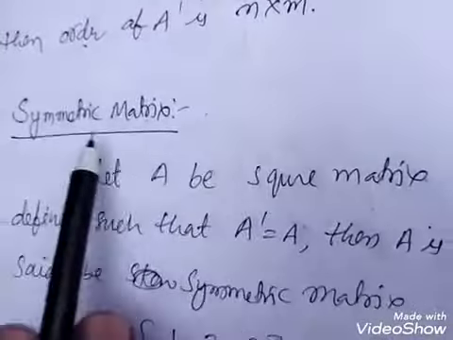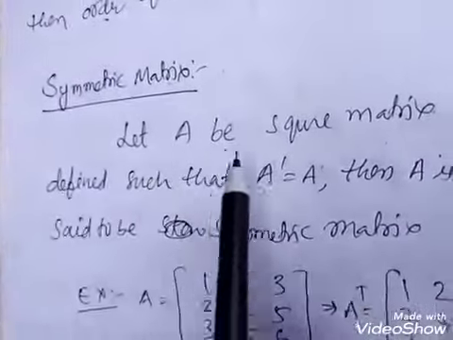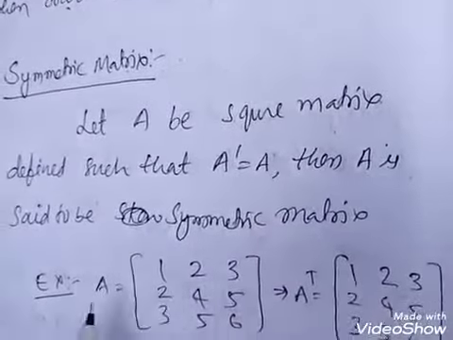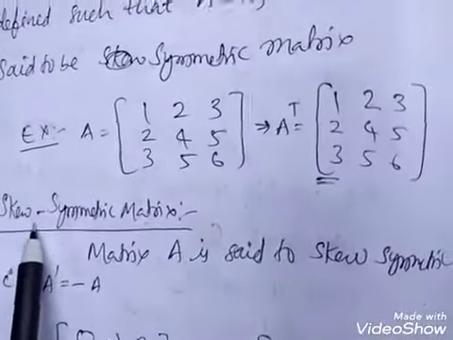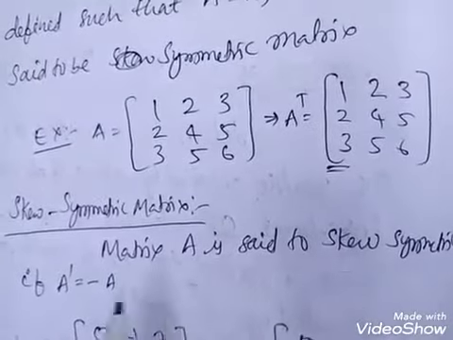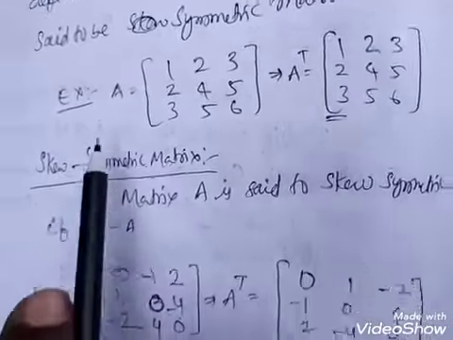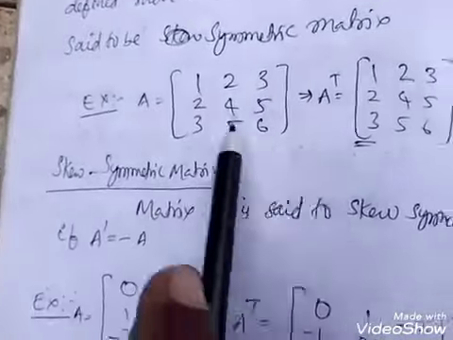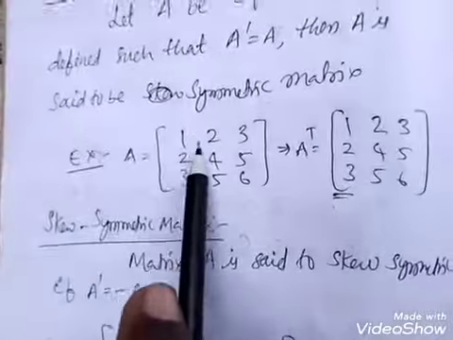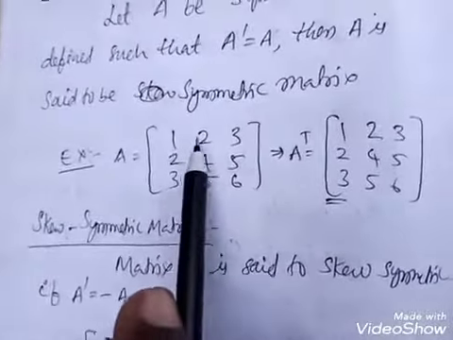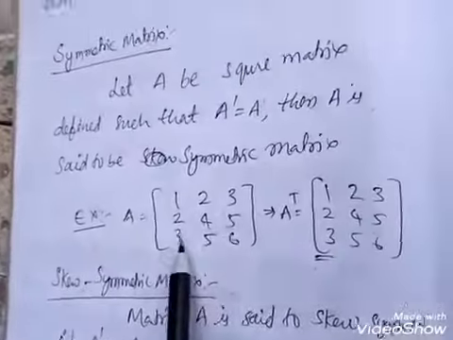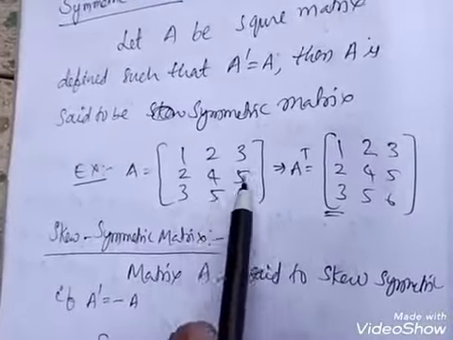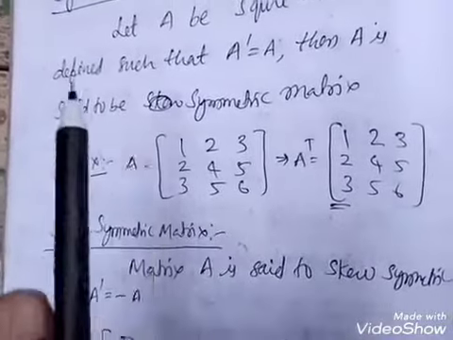Now the symmetric matrix. What is a symmetric matrix? A square matrix A is said to be symmetric if A dash is equal to A. And what is a skew symmetric matrix? The matrix A is said to be skew symmetric if A dash is equal to minus A. Observe the example: the corresponding elements about the principal diagonal are the same. Here 1 2 and 2 1, here 1 3 and 3 1, here 3 2 and 2 3. These are the same, so these are the symmetric elements.